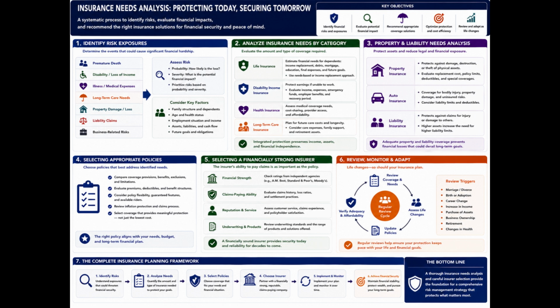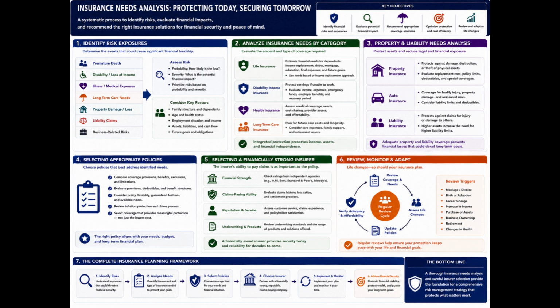Insurance policy selection requires careful evaluation of coverage provisions, exclusions, limitations, premiums, deductibles, benefit structures, and contractual terms. The objective is not simply to purchase the lowest cost policy, but to obtain coverage that effectively addresses identified risks. Financial planners compare policy features across multiple providers and assess how well each option aligns with the client's needs.